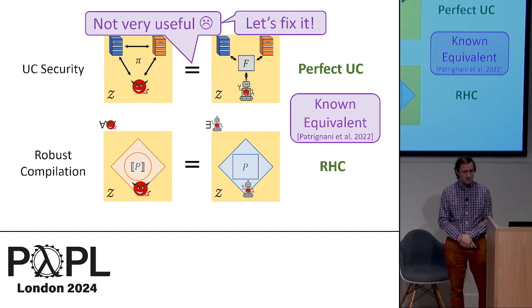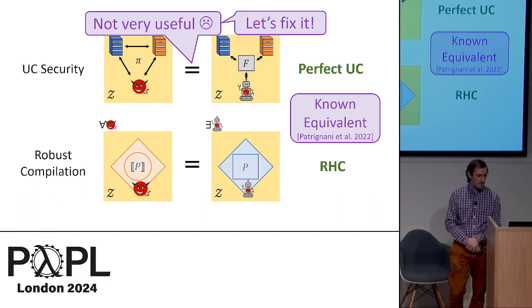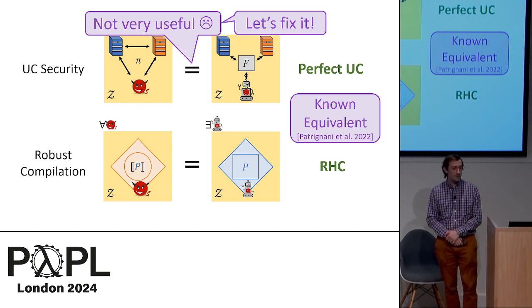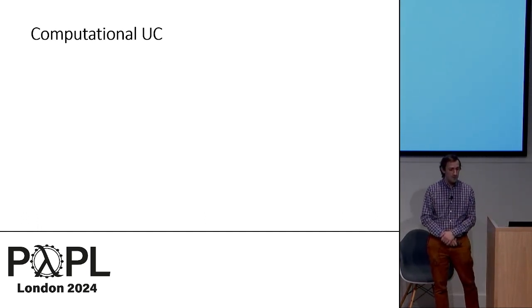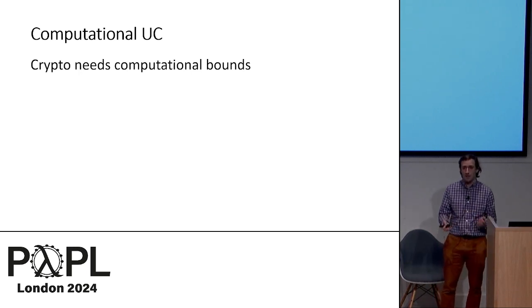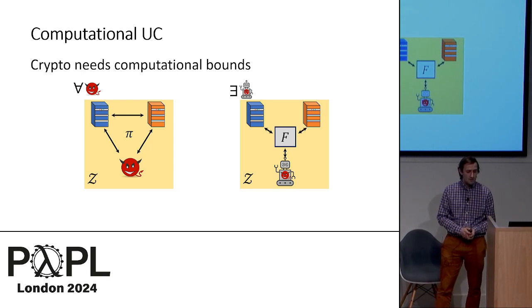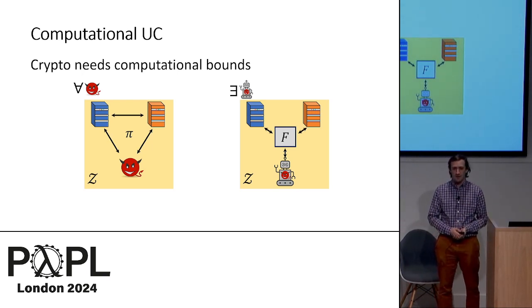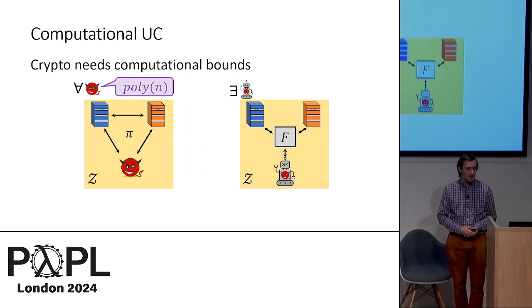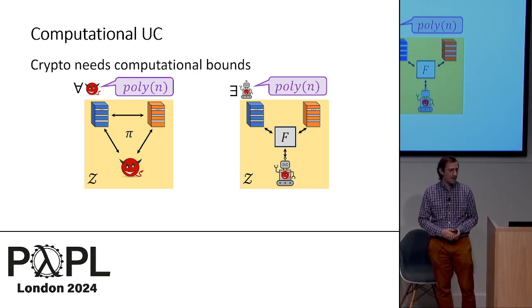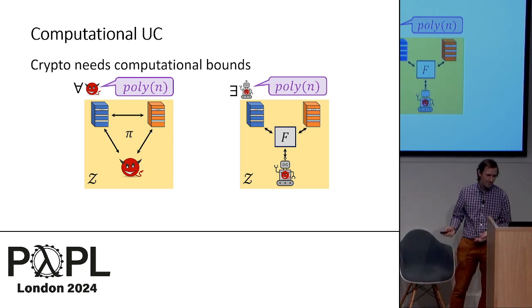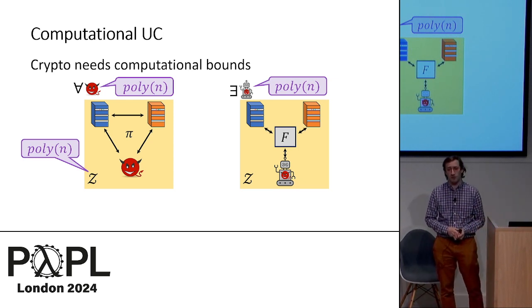So let's fix this. And to fix this, let's look at what people actually use. On the UC side, we have a well-understood notion of what people actually use, which is computational UC. This is to handle the fact that, as I said, cryptography needs computational bounds. So we can take the same picture we had before and start tossing computational bounds on it. We can say the attacker has to run in time polynomial in the length of the input. And the simulator also has to run in time polynomial in the length of the input. We're not going to care about attackers that take longer than that, and we're going to require that our simulators be that fast. We can say the environment's only allowed to use polynomially much computation to try to tell these things apart.